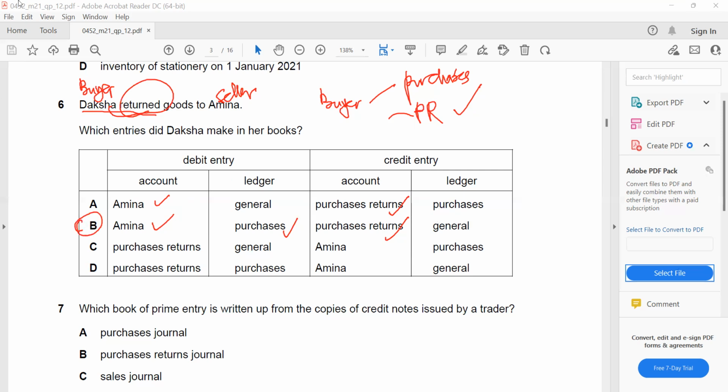Do you know how to differentiate? The purchases ledger only records supplier names. It must have the name.